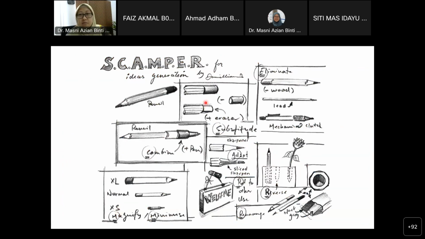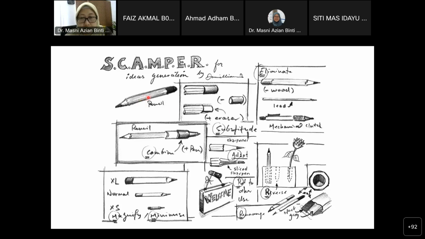This is an example of idea generation for a pencil. Very simple, just a pencil. So the product is a pencil, and they use the SCAMPER method. So how do they use the SCAMPER method to generate different ideas for a pencil? A pencil looks very simple, like a single product that looks very simple, but using SCAMPER you can generate multiple design concepts as well.